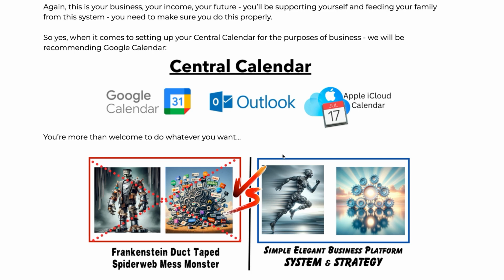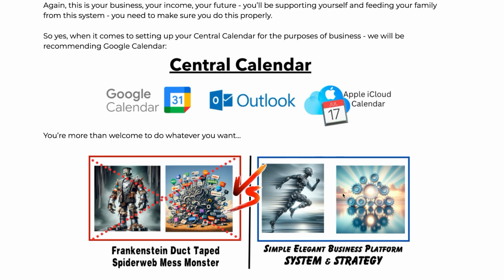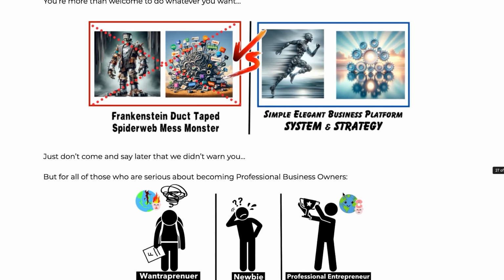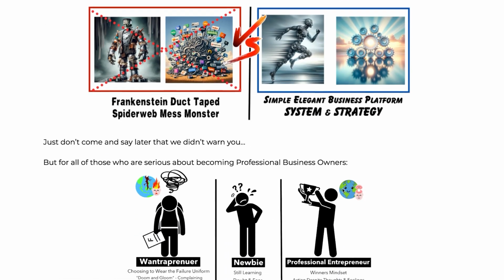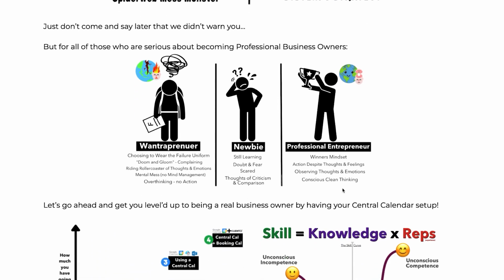But what we are going to walk you through is Google Calendar, for a number of reasons: we have been able to scale the infrastructure of the software of Google Calendar, and we know that, yes, it does integrate with what we need it to do. Okay, so just don't come and say we didn't warn you. If you say, I'm going to use my Apple iCloud Calendar as my central calendar, don't say that we didn't warn you later on, okay?